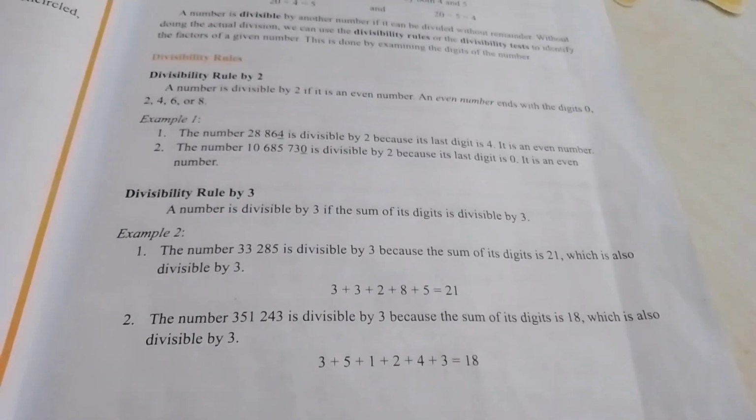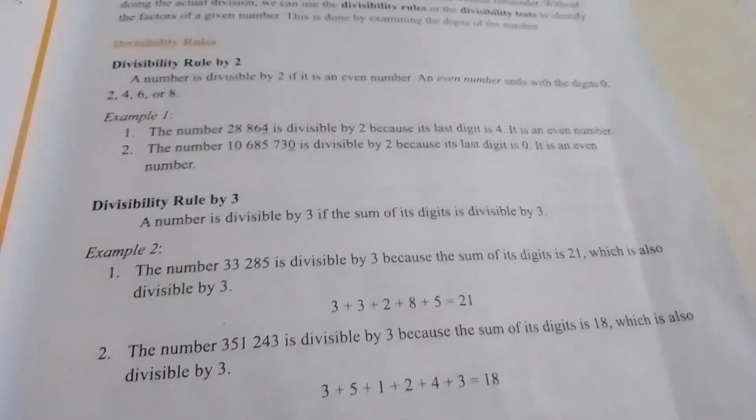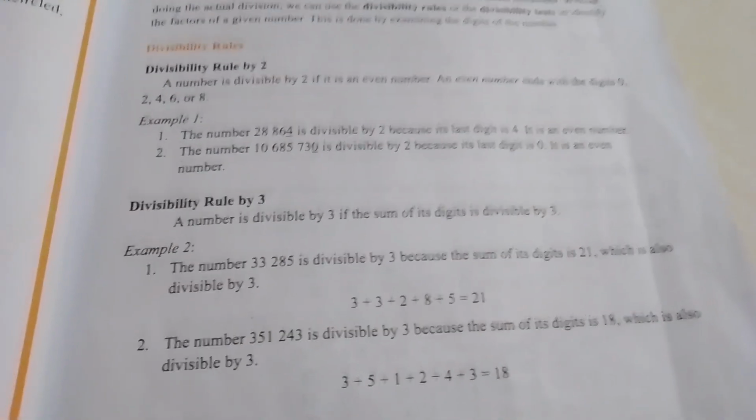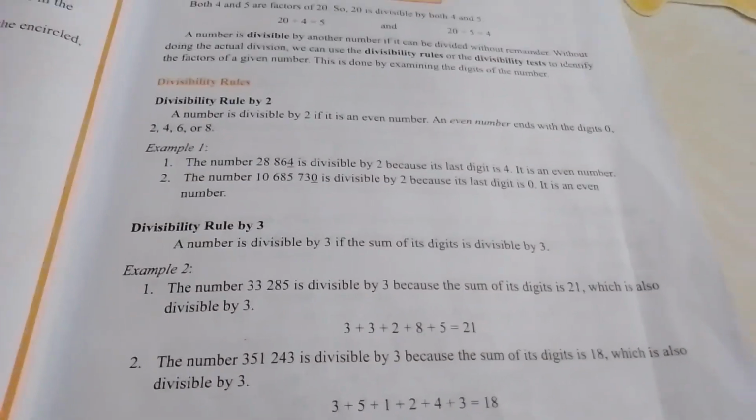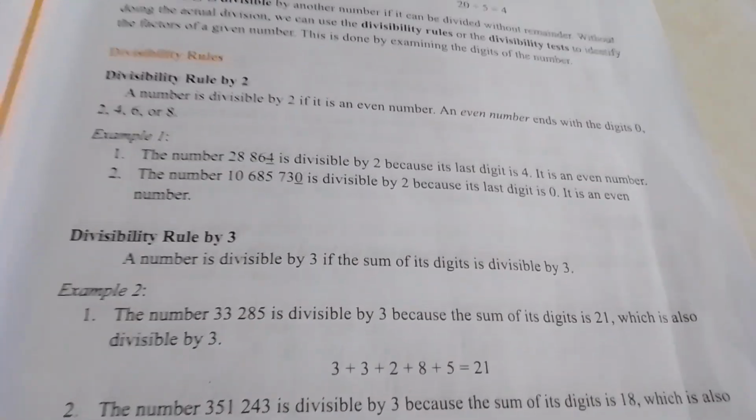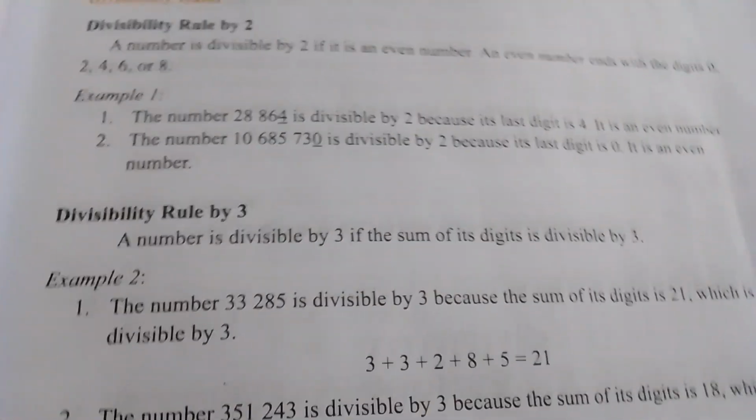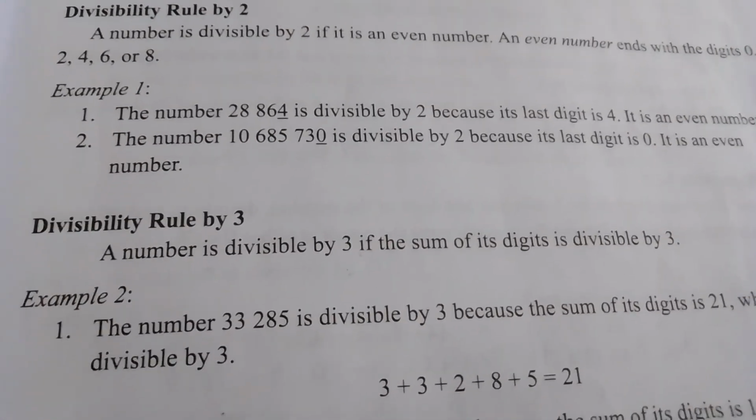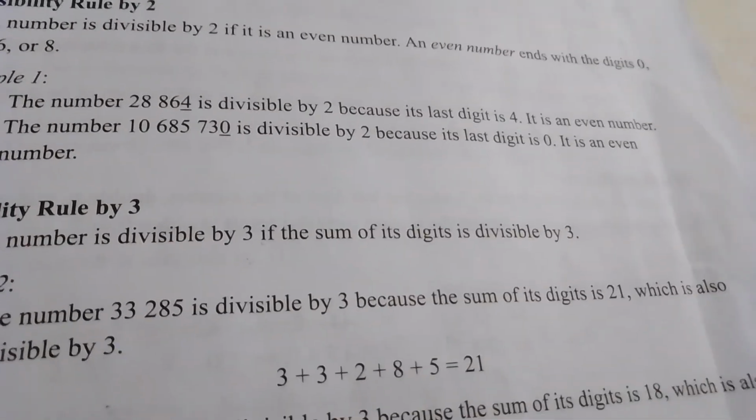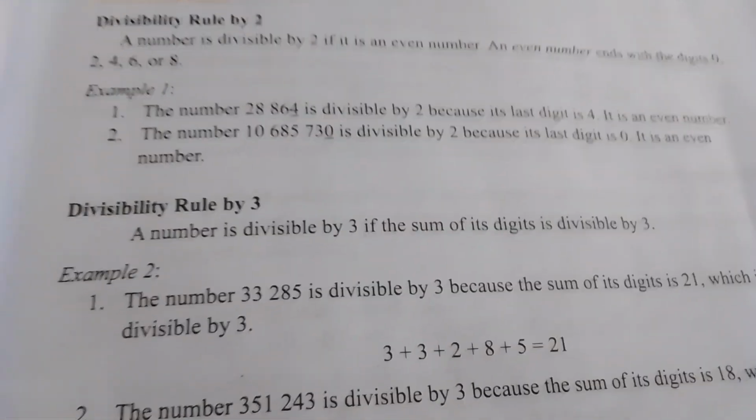An even number ends with the digit 0, 2, 4, 6, or 8. For example, the number 28,864 is divisible by 2. Look at the last digit. It is 4, so it's an even number. The number 10,685,730 is divisible by 2 because its last digit is 0. It is an even number too.